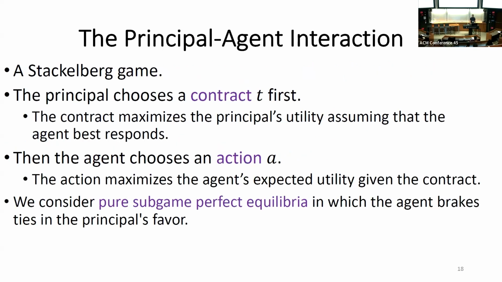The principal-agent interaction is a Stackelberg game. First of all, the principal chooses some contract that maximizes the principal's utility, assuming that the agent picks the best action given this contract. And indeed, we also assume that given the contract, the agent chooses an action maximizing her utility. We consider a pure subgame perfect equilibrium of this game, and as standard, we assume that when the agent is indifferent between two actions, the ties are broken in the principal's favor.